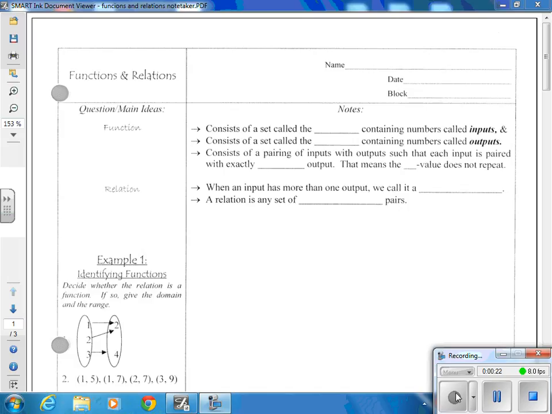First and foremost, let's define and take a look at what characteristics a function has versus a relation. A function consists of a set called the domain, which are your inputs. And an easy way to remember this: input starts with "in," domain ends with the word "in." Okay? And it consists of a set called the range, which contains all the numbers called the outputs. So when a number goes in, that is known as your domain, and the number that comes out is known as the range.